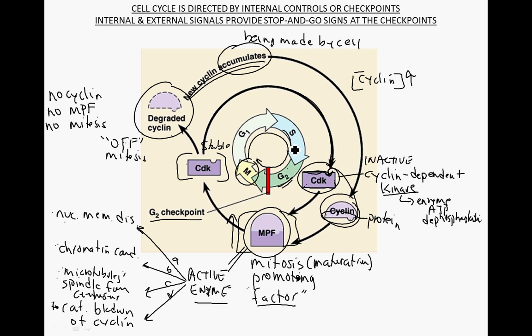Okay? So again, when you review this, you want to focus on what MPF is when it's in high concentration, when it's in low concentration. When it's in high concentration, what is it causing to happen over here? Right? What is CDK? What is cyclin? When are their concentrations high? When are they low? And what are they going to cause to happen there at the G2 checkpoint?